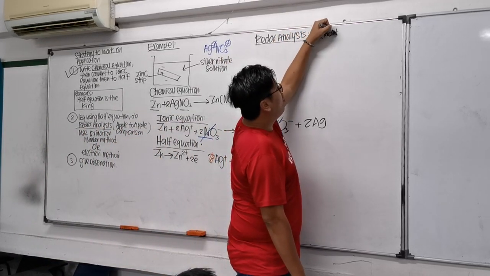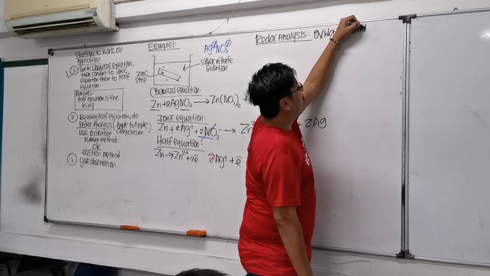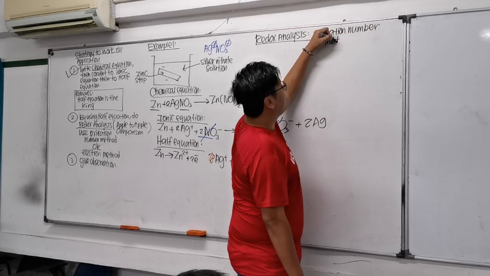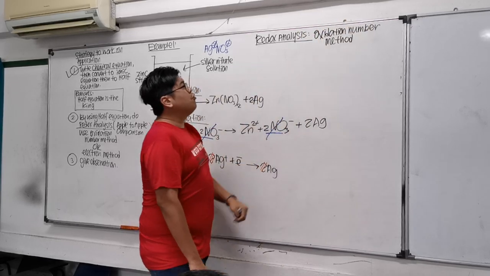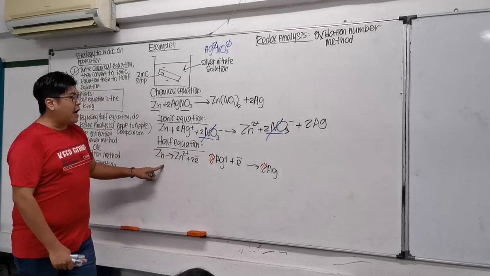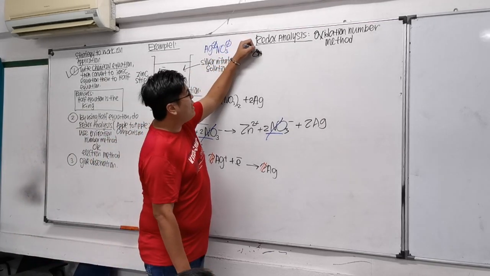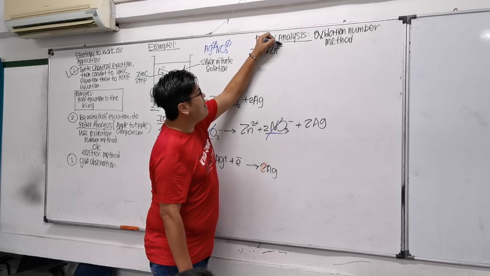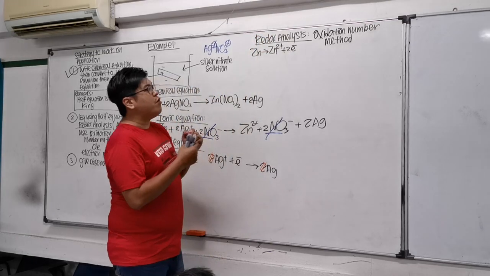Let us use oxidation number method. Okay, let us use oxidation number method for this. How do you do redox analysis? Refer to the half equation first. Guys, put your eyes on here and do it together with me. This is the half equation we wrote a moment ago.